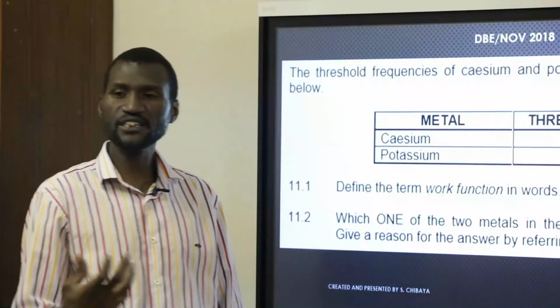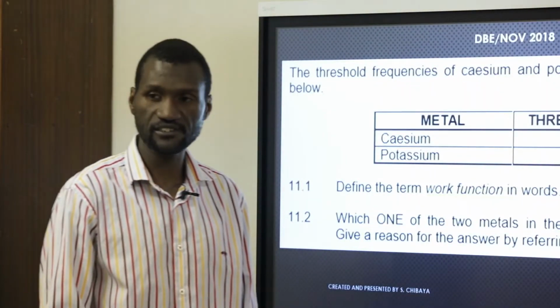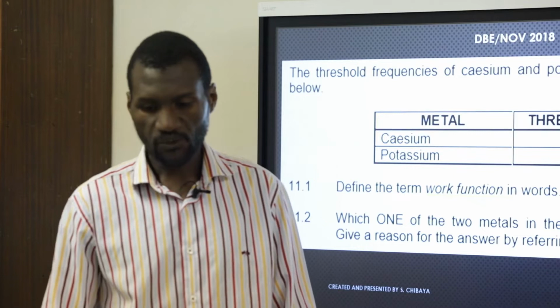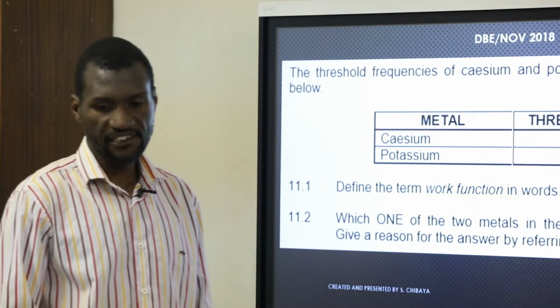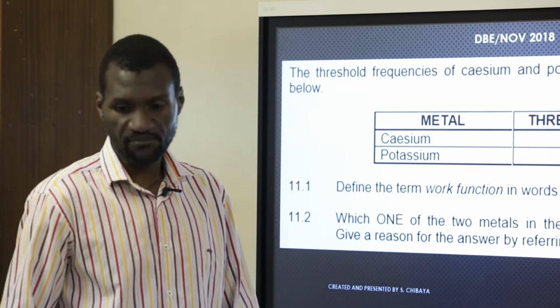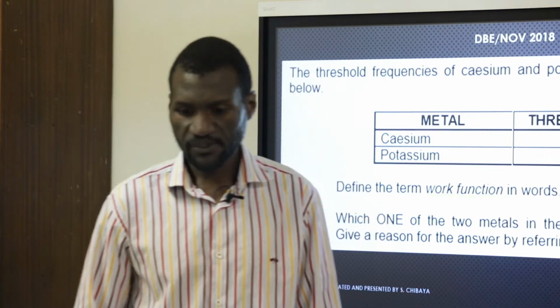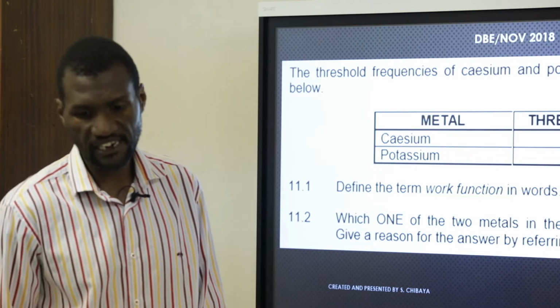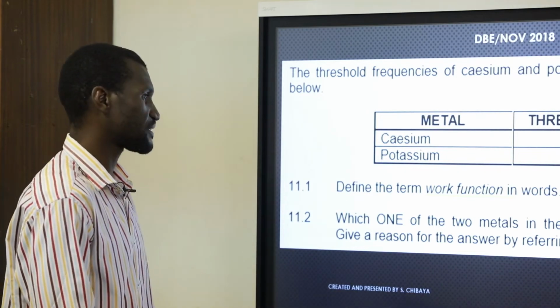You must be ready to give a definition of such words like work function. Work function of a metal is given as the minimum amount of energy that is required to eject electrons from the surface of the metal.